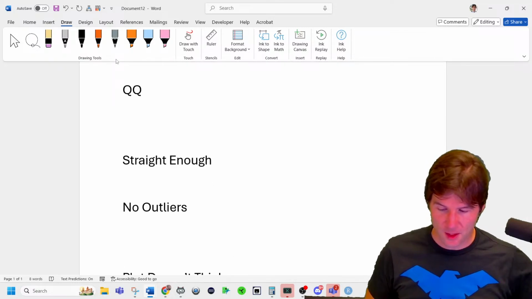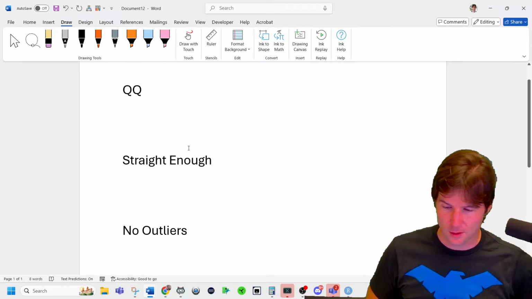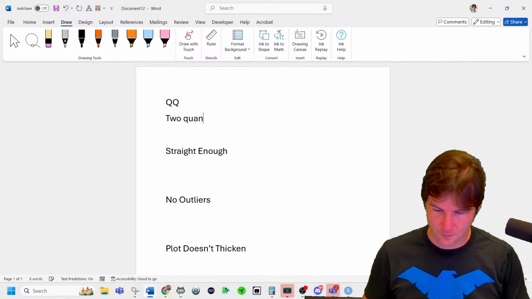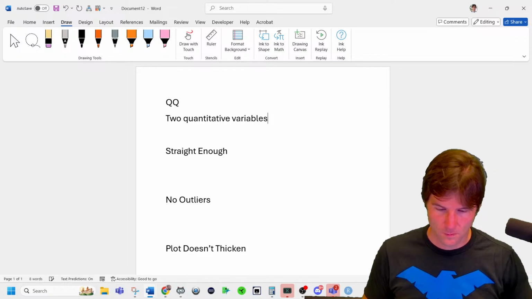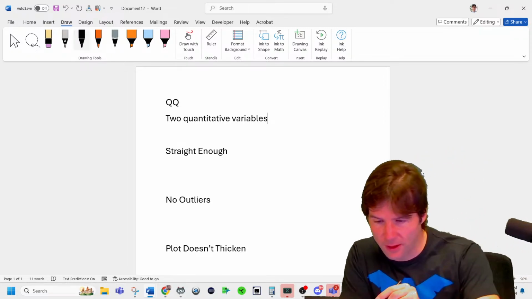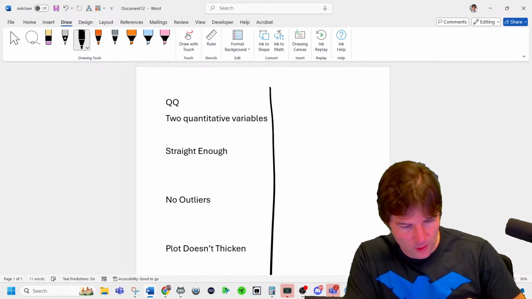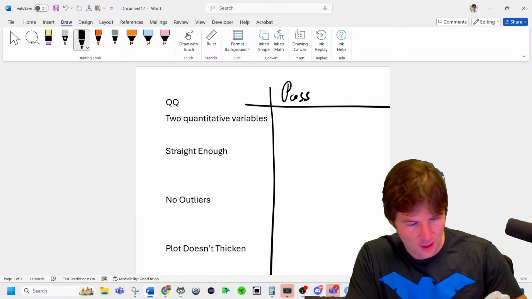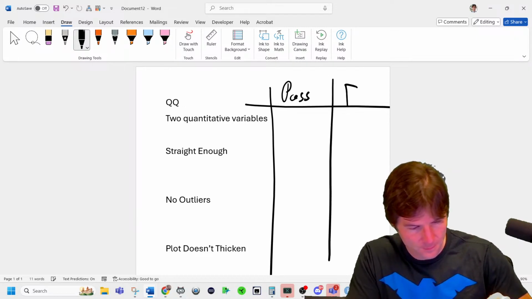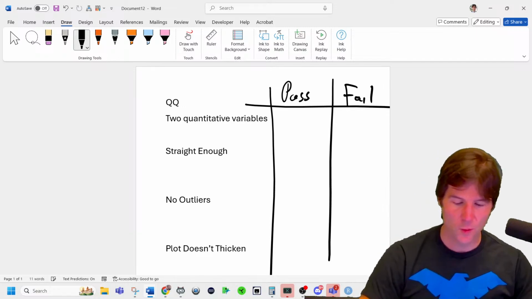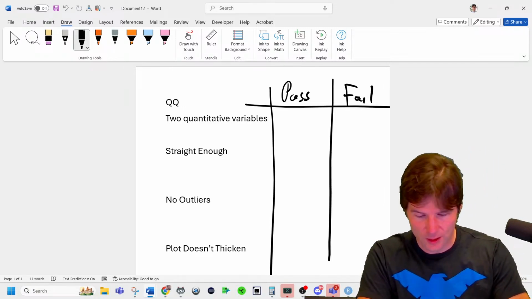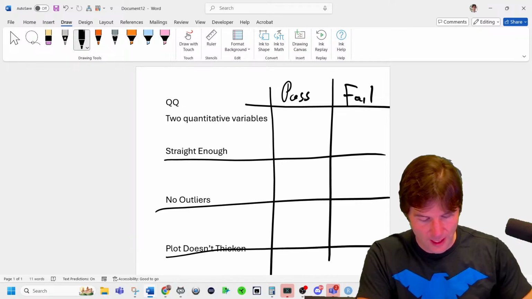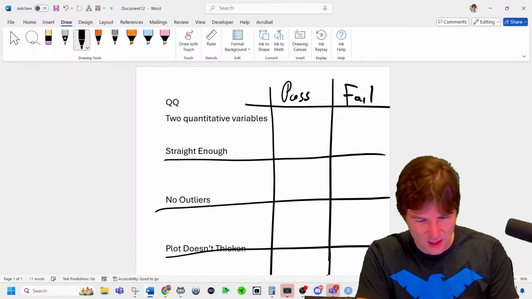Like, I make you memorize QQ, straight enough, no outliers. QQ means two quantitative variables. So we're going to draw right over here. I'm going to try to write small enough that I can do it. We're going to have here if it passes or fails. Pass and fail. When you pass this condition, with two quantitative variables, what you would see is a scatter plot.